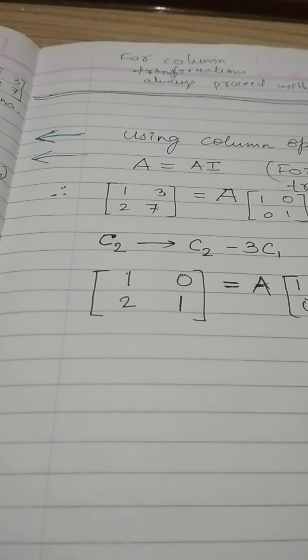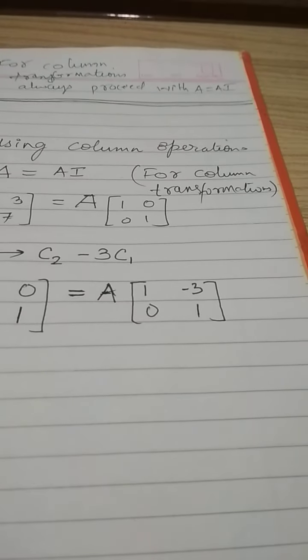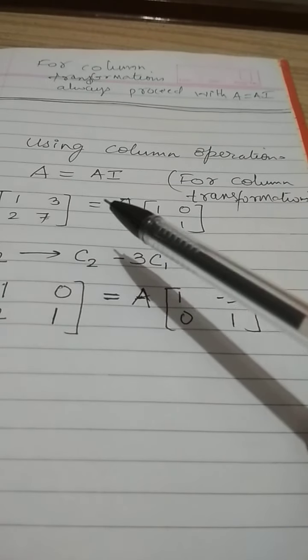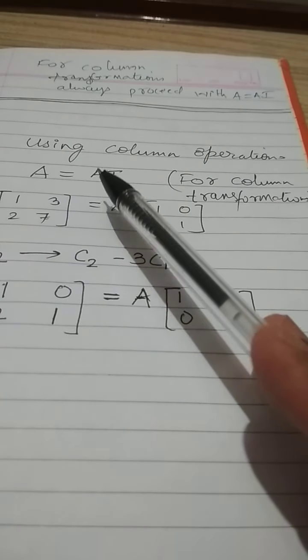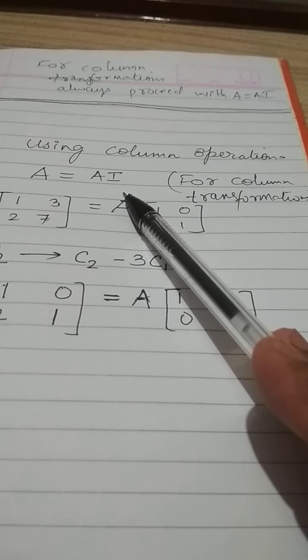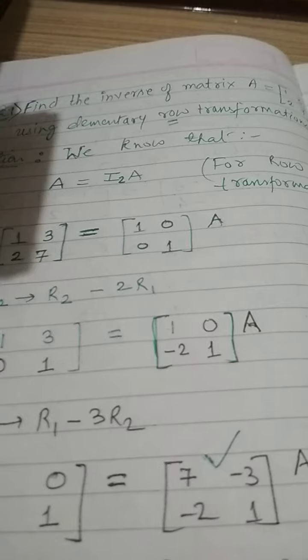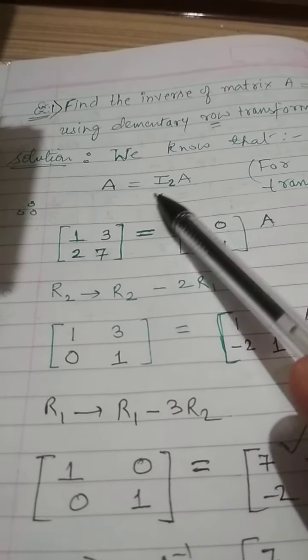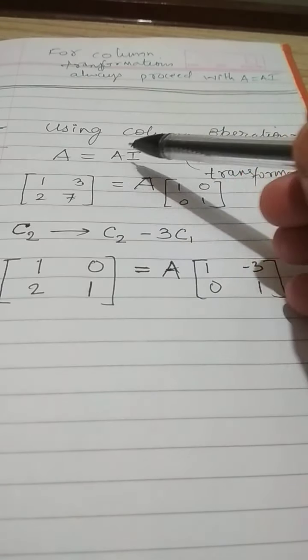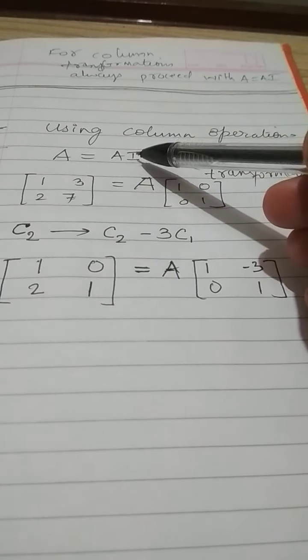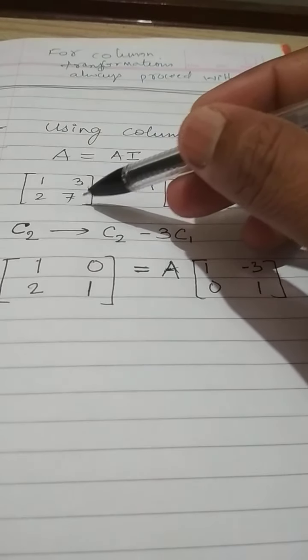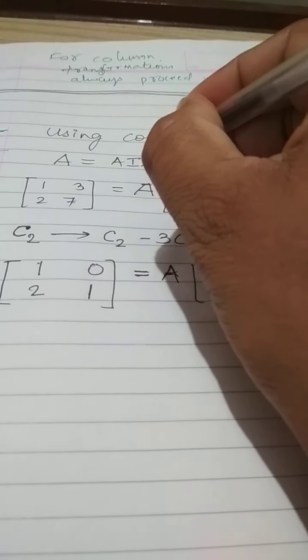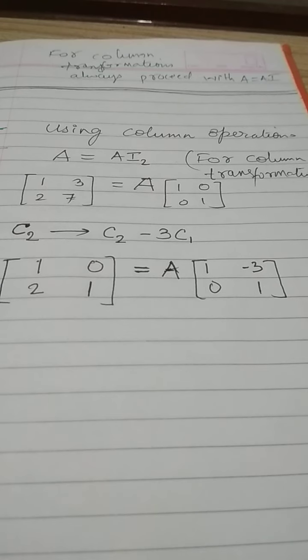Using elementary column operations, whenever you want to operate column operations, then you should write matrix A is equal to A into identity matrix. In row operations, you should write A is equal to I into A. But in column operations, you should write A is equal to A into I. Since it is a 2 by 2 matrix, the identity matrix is also of order 2.